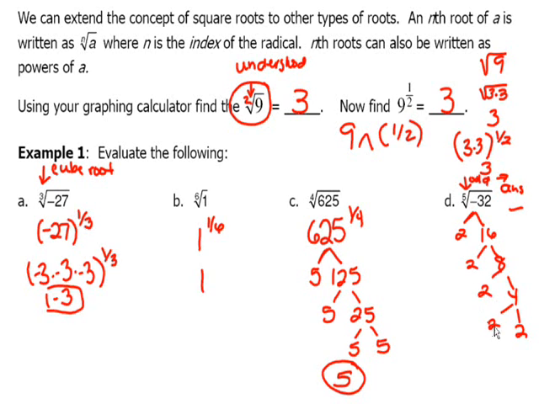1, 2, 3, 4, 5. I've got 5 2s. So we can also write it like this, 1/5 of them, or just one of them, is going to be my answer, and I'm going to make it negative because my number under the radical was negative. So my answer is negative 2.